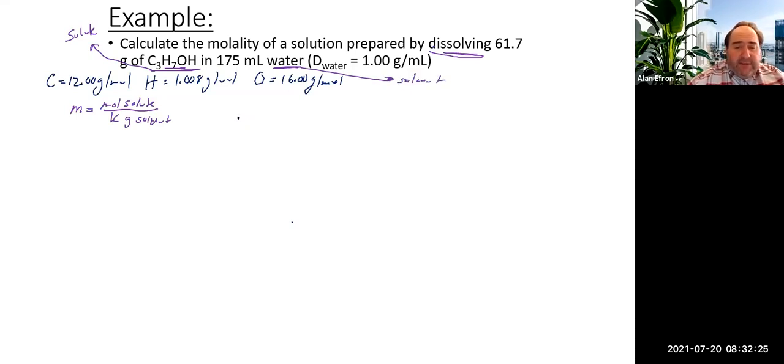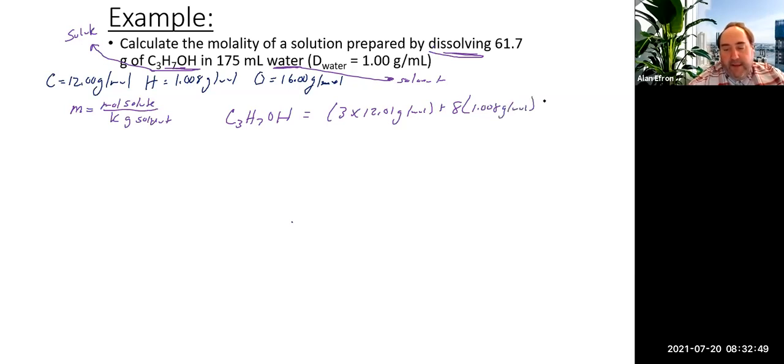So in terms of the solute, we need to convert our grams into moles. So we need to get the molar mass of C3H7OH. That is going to be 3 times our 12.01 for carbon, plus 8 times our 1.008 for the hydrogens, and we have 1 oxygen. That gives us a grand total of, I think, 60.09 grams per mole. So the first thing that we'll do is take our grams of that solute.